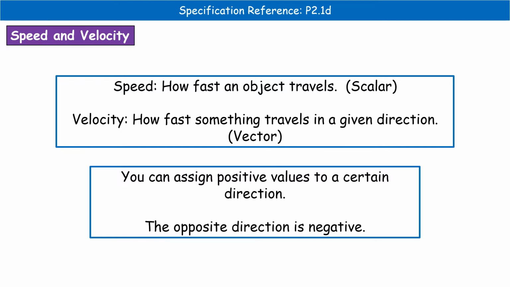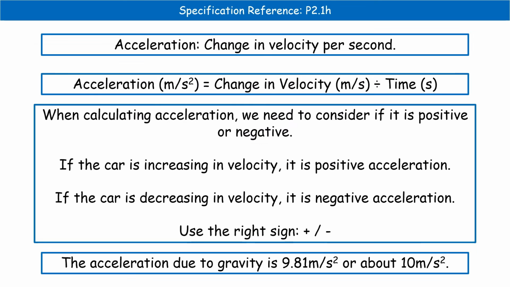If we then apply that to our speed and velocity, two terms that people seem to think are interchangeable, they are not. Speed is how fast an object travels, scalar. Velocity, how fast something travels in a given direction, vector. So just remember the difference between scalars and vectors. Don't forget that we would have positive values and negative values if we've got a vector quantity in opposite directions to each other. One would be positive, the other would be negative.